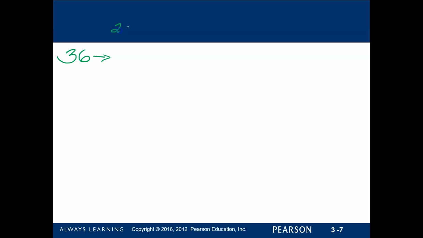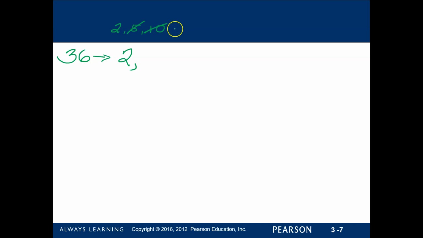So we check for 2, 5, and 10. Does it end with an even number? Yes, so this is divisible by 2. Does it end with a 5 or 0? No, so it's not divisible by 5. Definitely not divisible by 10.